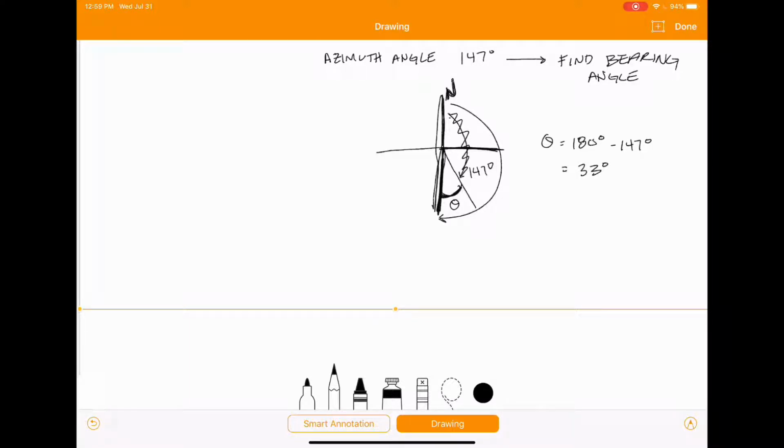And then for bearing, you just have to attach your two directions. And so again, this is north, this is east, south, west. And so it lies in the southeast quadrant. So we're going to do south first because that's where we start our measurement. And then 33 degrees east. And that's our bearing angle.